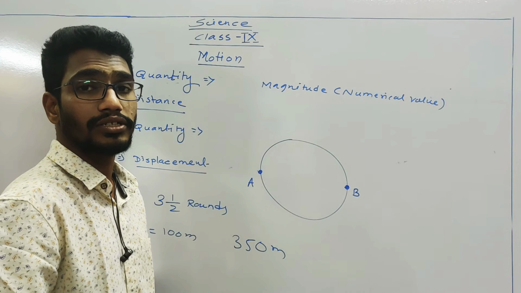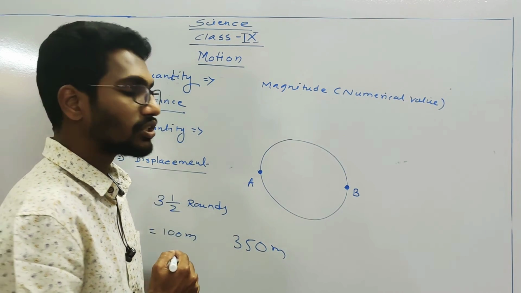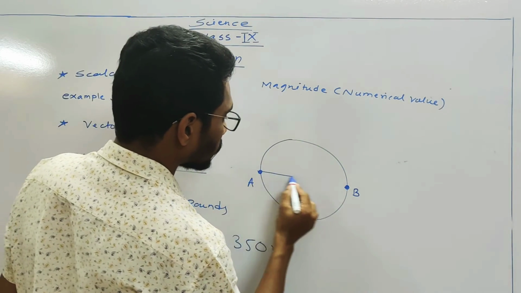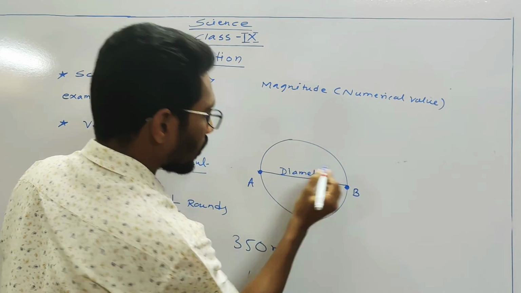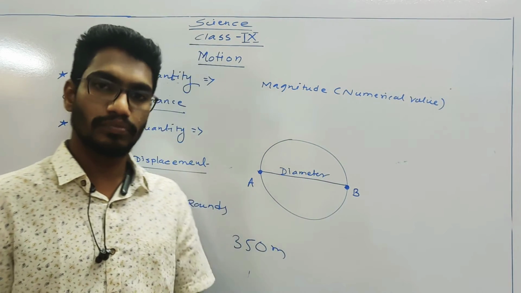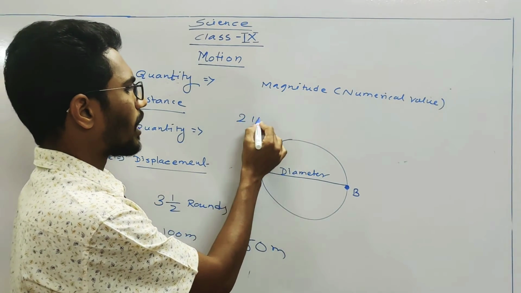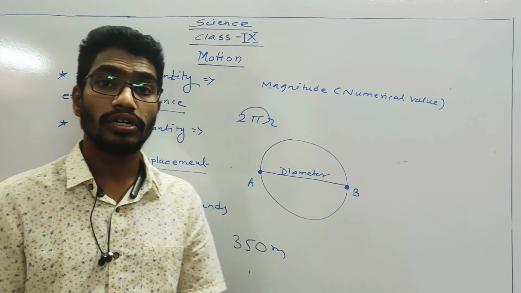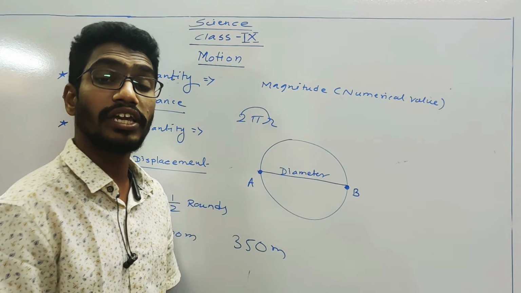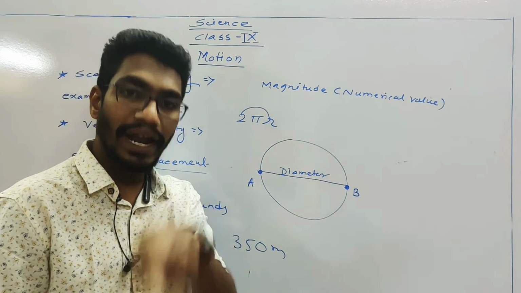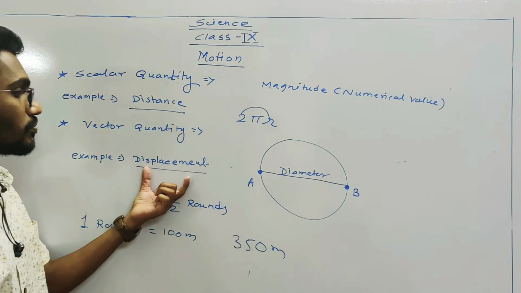What about the displacement? It is the shortest distance measured from initial position to final position. So you have to calculate the diameter of this particular circle. So diameter कैसे? With the formula circumference is equal to 2 pi r, then 2r becomes your diameter. In this way you have to calculate the diameter of this particular circular track, then it becomes your displacement. So direction matters from initial position to final position, that becomes your displacement.